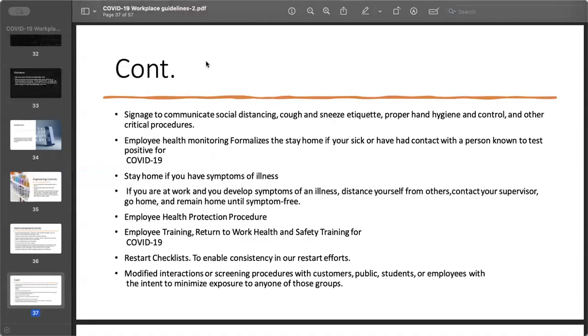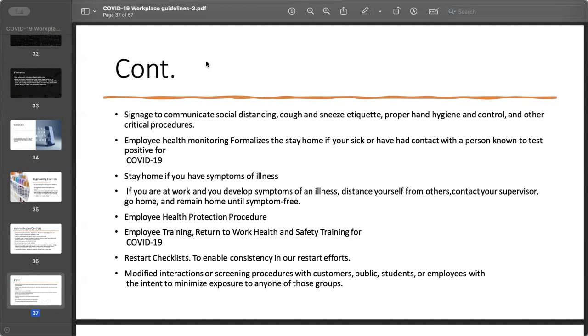Employee health monitoring: formalize the stay-home policy if you are sick or have had contact with a person known to test positive for COVID. Stay home if you have any symptoms of illness. If you are at work and develop symptoms of an illness, distance yourself from others and contact your supervisor. Go home and remain home until symptom free.